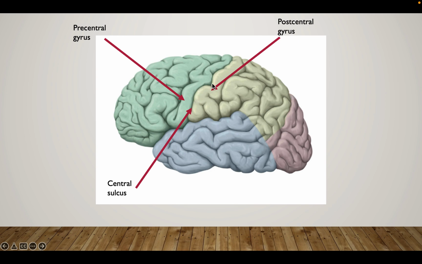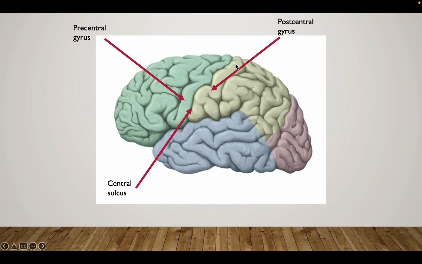And so this is termed the central sulcus because of its location. It's right here along the central aspect of the brain. Just in front of it, you have something known as a precentral gyrus. It is the gyrus, the wrinkle that is just in front of, or pre meaning before, the central sulcus. So you call it the precentral gyrus.